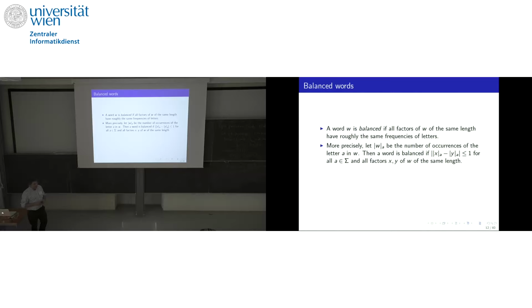Absolute value of W sub A, as seen in an earlier talk, is the number of occurrences of the letter A in the word. The word is balanced if you pick two factors of the same length, X and Y, any two factors, and it's always the case that the number of A's in these two factors differs by at most 1. This is kind of the best possible. Obviously, it's a little bit unreasonable to demand that they always be exactly the same in their letter frequencies. That seems too demanding. But we let it vary by as much as 1, and we get an interesting class of words.